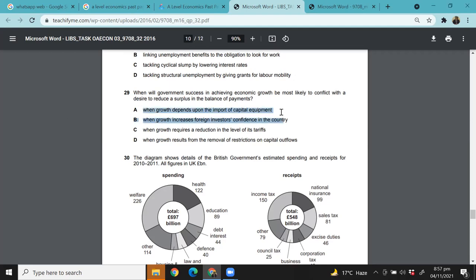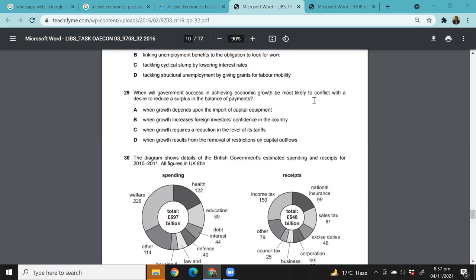Yeah, let's quickly discuss this. When growth depends on the import of capital goods, when you are growing, is this clear? Did you get the question? It's saying that out of these four situations, higher economic growth and lower surplus in the balance of payment cannot be achieved at the same time. That is what the word conflict means.